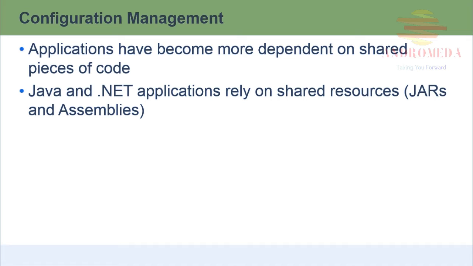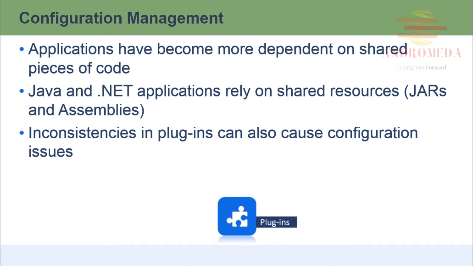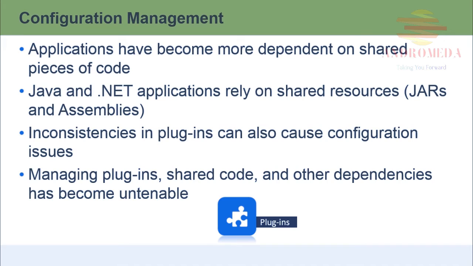Versioning becomes very important. Inconsistencies in plugins can also cause configuration issues. The same plugin may be available from different vendors and behave differently. Managing plugins, shared code, and other dependencies has become untenable. DevOps configuration management attempts to fix this.